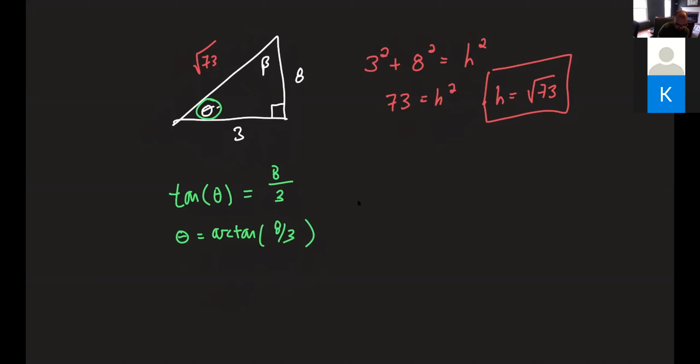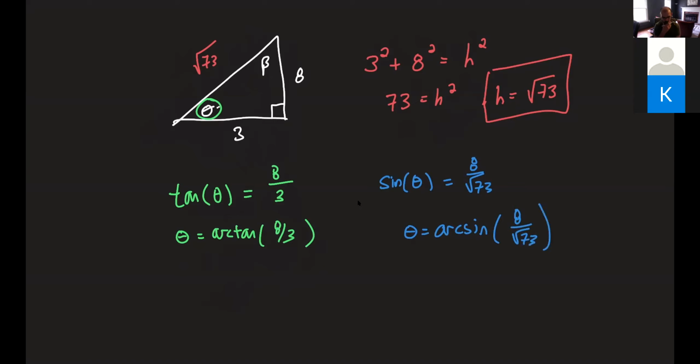Then let's do it a different way. Let's do it in blue, for sine. Alternatively, you may have chosen sine of theta, which is opposite over hypotenuse. So you should get 8 over the square root of 73, in which case theta is the arcsine of 8 over the square root of 73.